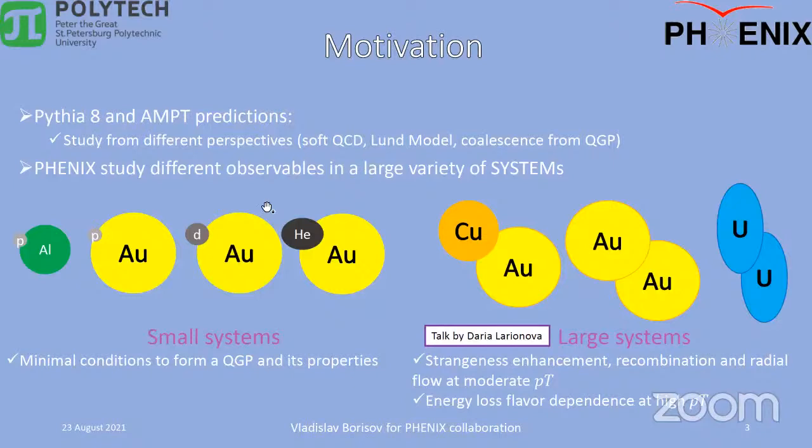Every knowledge is obtained only with systematic studies. This is why PHENIX studied different observables in a large variety of systems to reveal minimal conditions to form a QGP and understand its properties. In this talk, I will discuss nuclear effects in small collision systems. Large collision systems will be covered by Daria Larionova.